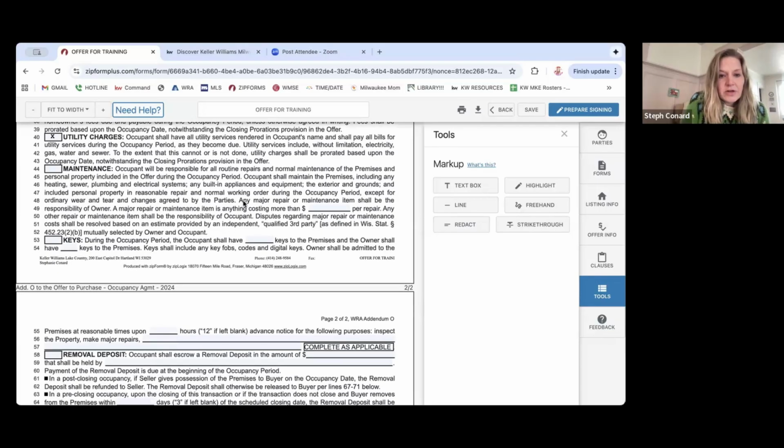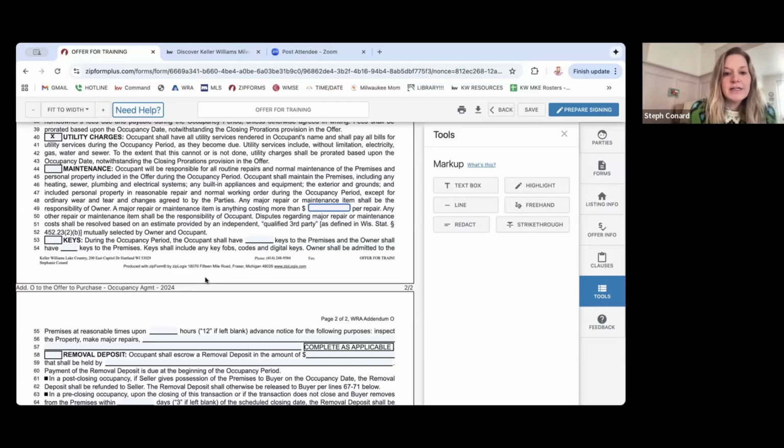So the crux of this provision, any major repair or maintenance item shall be the responsibility of the owner, and we need to identify a threshold amount. So a major repair or maintenance item is anything costing more than X per repair. Any other repair or maintenance item shall be the responsibility of the occupant, and disputes regarding major repair or maintenance costs shall be resolved based on an estimate provided by an independent third party.